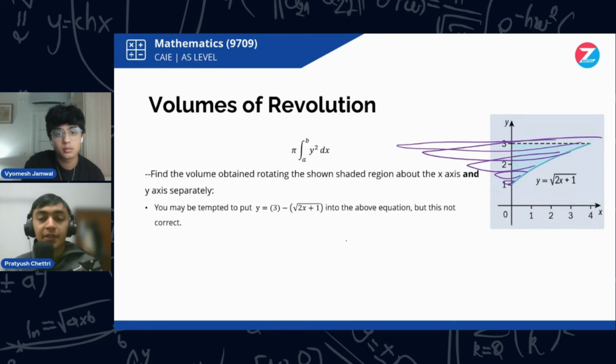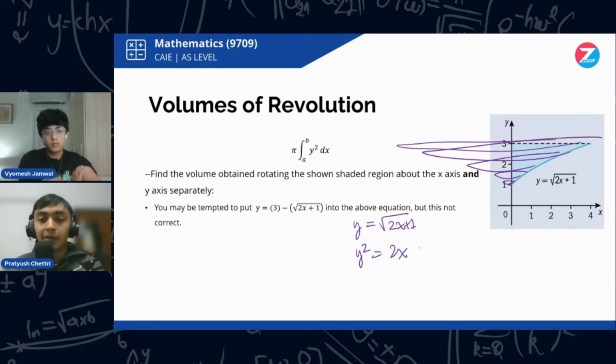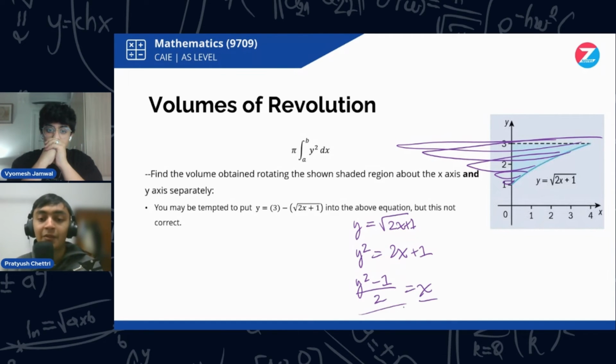So simple enough here. If y equals root 2x plus 1, remember you just switch your working from x to y. So y squared equals 2x plus 1. I'm getting (y squared minus 1) by 2 equal to x. So I've got an x in terms of y. Clear enough right now.